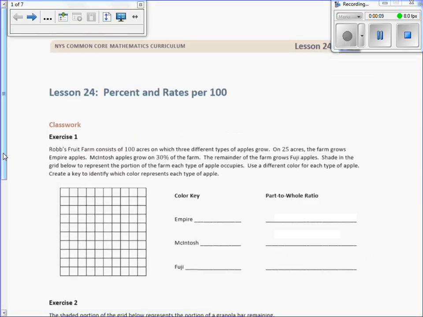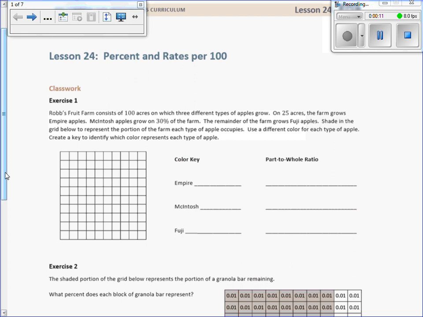Alright, here's lesson 24, percent and rates per 100. Exercise 1. Rob's fruit farm consists of 100 acres, on which 3 different types of apples grow. On 25 acres, the farmer grows Empire apples. Macintosh apples grow on 30% of the farm, and the remaining farm grows Fuji apples.